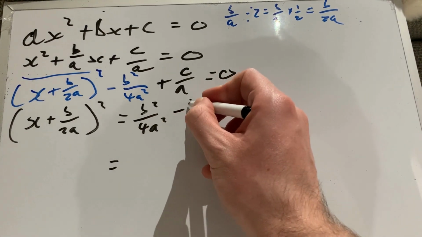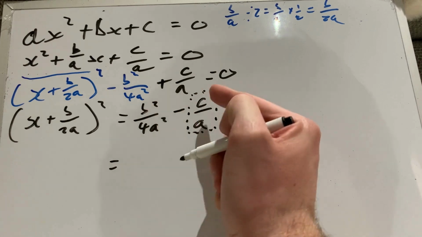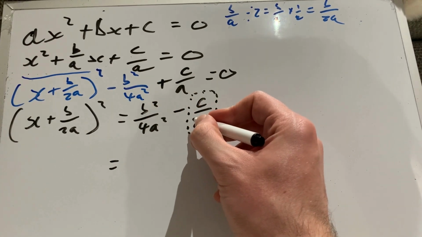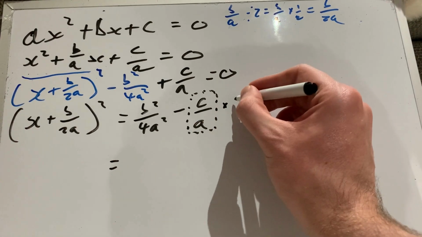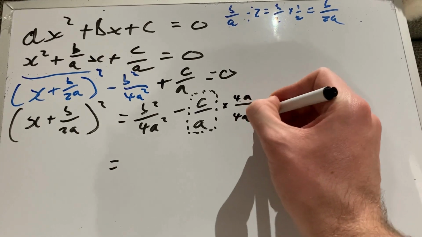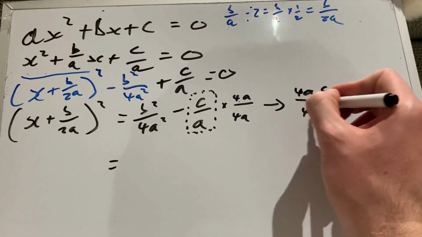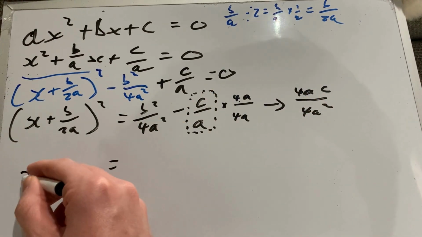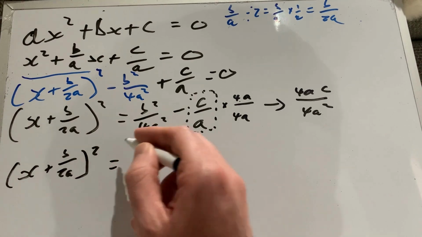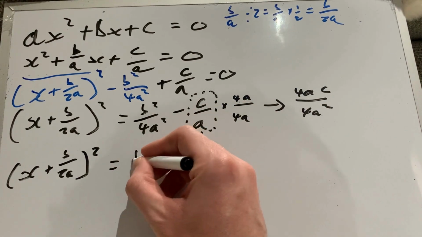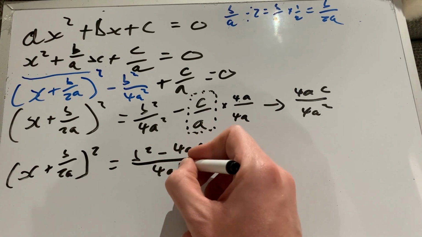So we're going to look at this guy here, c over a. Okay, we're going to want to combine these two into one term. So to do that, at the bottom here, we need this to be 4a squared. So we're going to times the top and the bottom by 4a. And that is going to go to 4ac over 4a squared. Okay. And so when we do x plus b over 2a squared, we're going to combine this into 1, and we're going to get b squared minus 4ac over 4a squared.